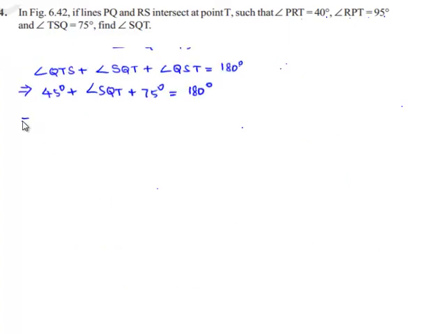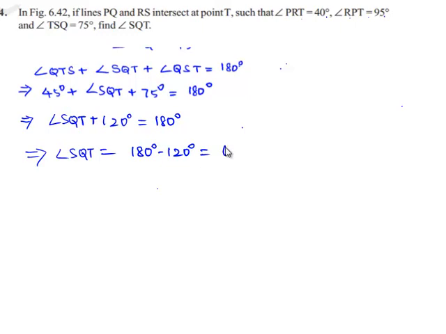That implies angle SQT plus 45 plus 75, which is 120 degrees, is equal to 180 degrees. That implies angle SQT is equal to 180 degrees minus 120 degrees, which is equal to 60 degrees. Therefore, angle SQT is equal to 60 degrees is the solution.